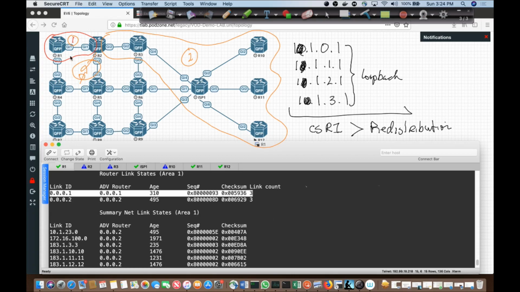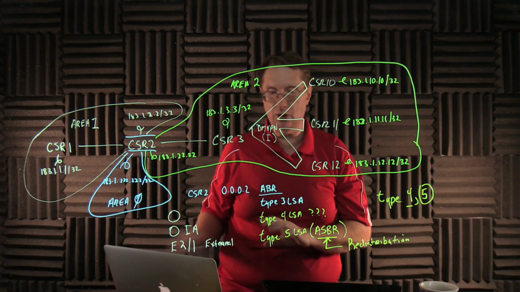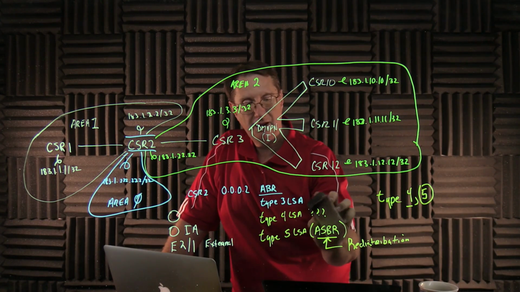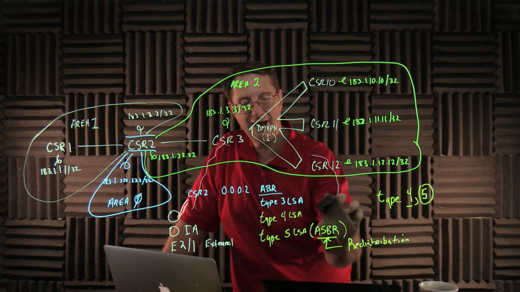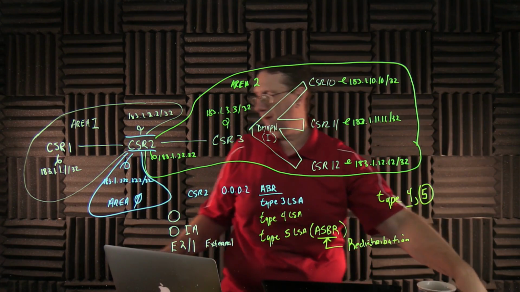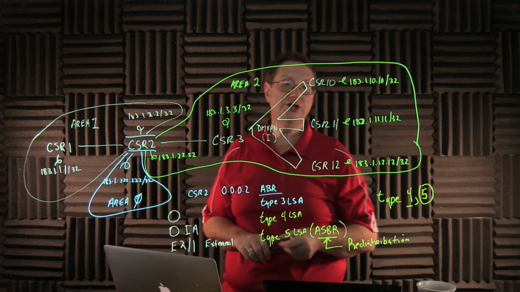Type 4s and type 5s go everywhere by default. And it's important to keep in mind that the type 5 is generated where redistribution takes place, whether I do it or it happens dynamically, and we'll get into that shortly. And the type 4 LSA will be created by ABRs. So let's go back to the topology and let's put the rest of that information in. So right now I'm just going to grab my eraser, and I'm going to take these question marks out, and we're going to look at this from the perspective of what generates what.